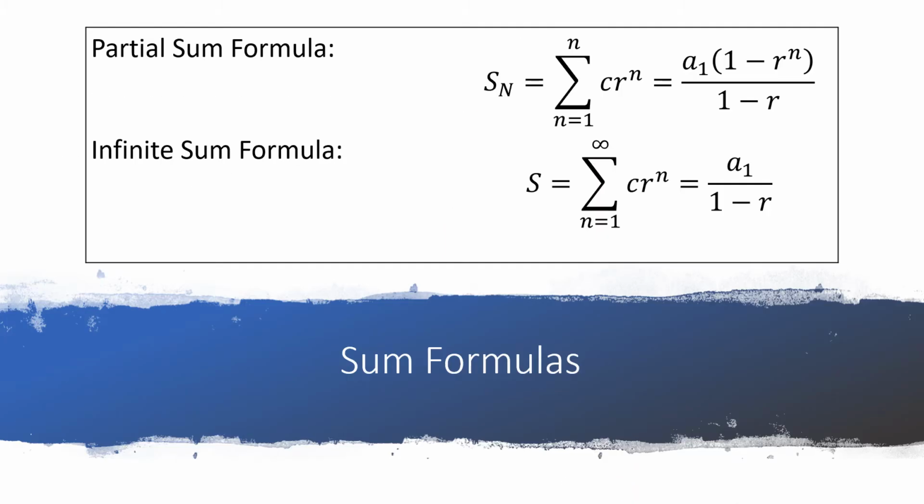All right, so we have a partial sum formula, and we use that partial sum formula when we're only adding a certain number of terms, like maybe the first 10 terms or the first 20 terms. We want to add those up, we'll use the partial sum formula. Versus we have the infinite sum formula that we use when we want to count all the way to infinity. So we want to figure out what the sum is as I go out to infinity.